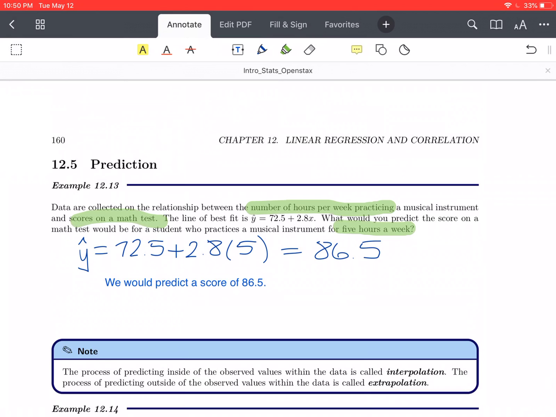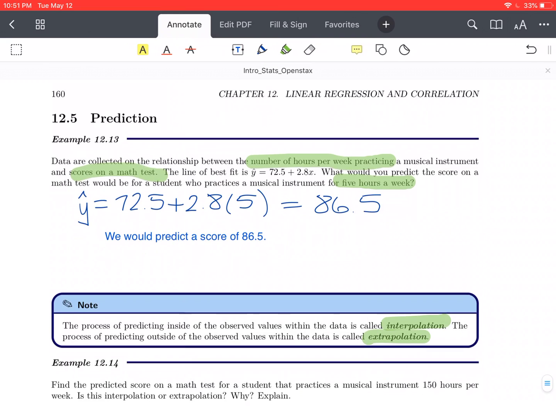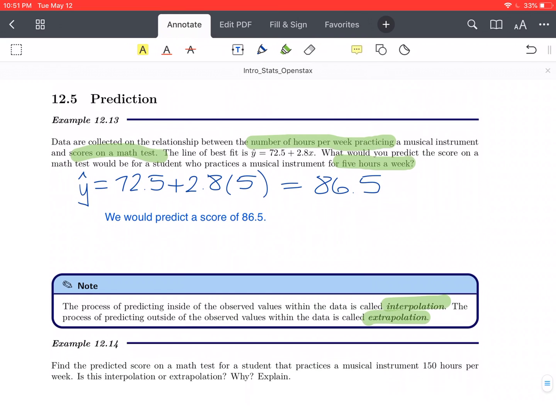We've talked about this a little bit in the last one, but we want to just touch on the difference between interpolation and extrapolation. Interpolation is the process of predicting inside of the observed values within the data. So keyword inside. And extrapolation is the process of predicting outside of the observed values within the data.